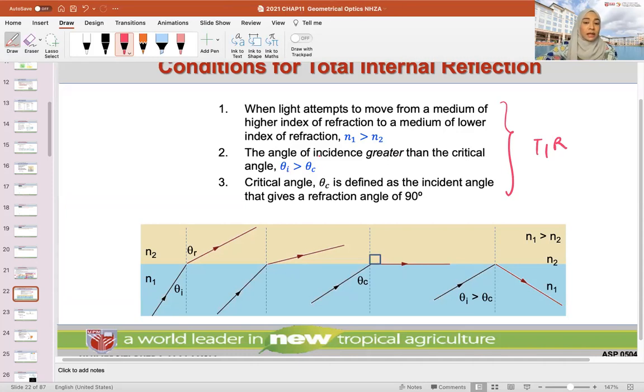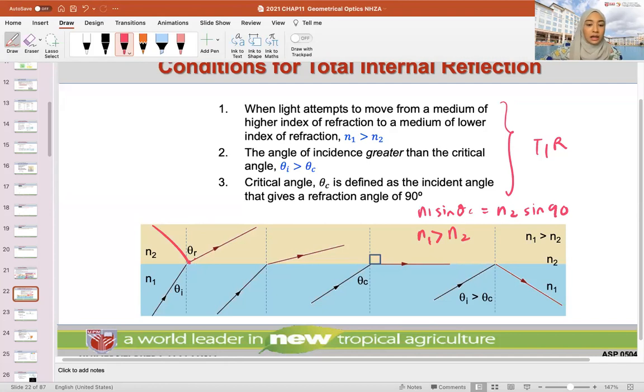How do you find the critical angle? You have to equate N1 sine theta C equals N2 sine 90. And remember, N1 has to be greater than N2, always. If this condition is not satisfied, then you would not get your total internal reflection. Now, if my light came from N2, N2 is smaller than N1, right? So if my light came from N2, I will not ever, ever have total internal reflection.